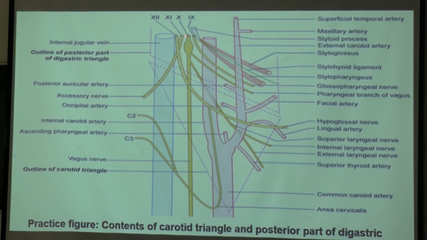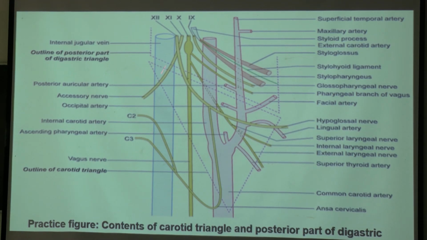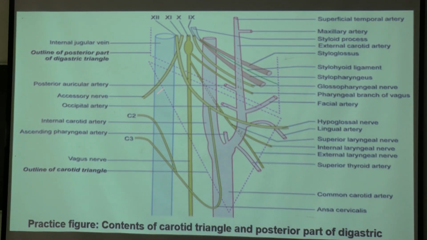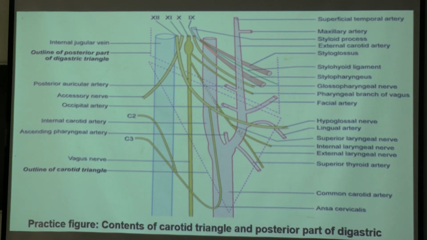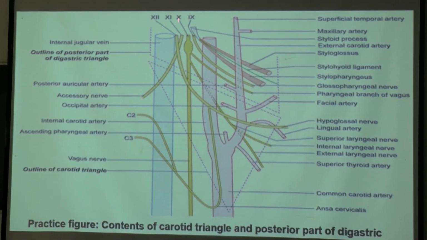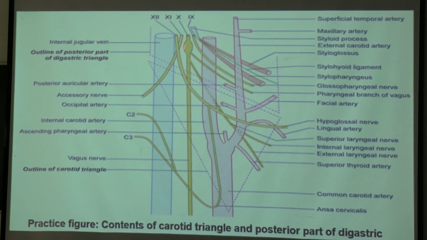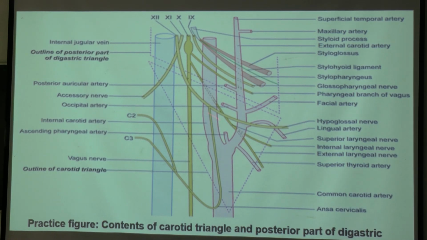And here is the accessory nerve, spinal accessory. Okay, 11th cranial nerve. Some part lies in the carotid triangle, some part in the digastric triangle. Okay, so 9th, 10th, 11th, and 12th. 12th is hypoglossal. So 4 cranial nerves you are getting here. Okay, understood?